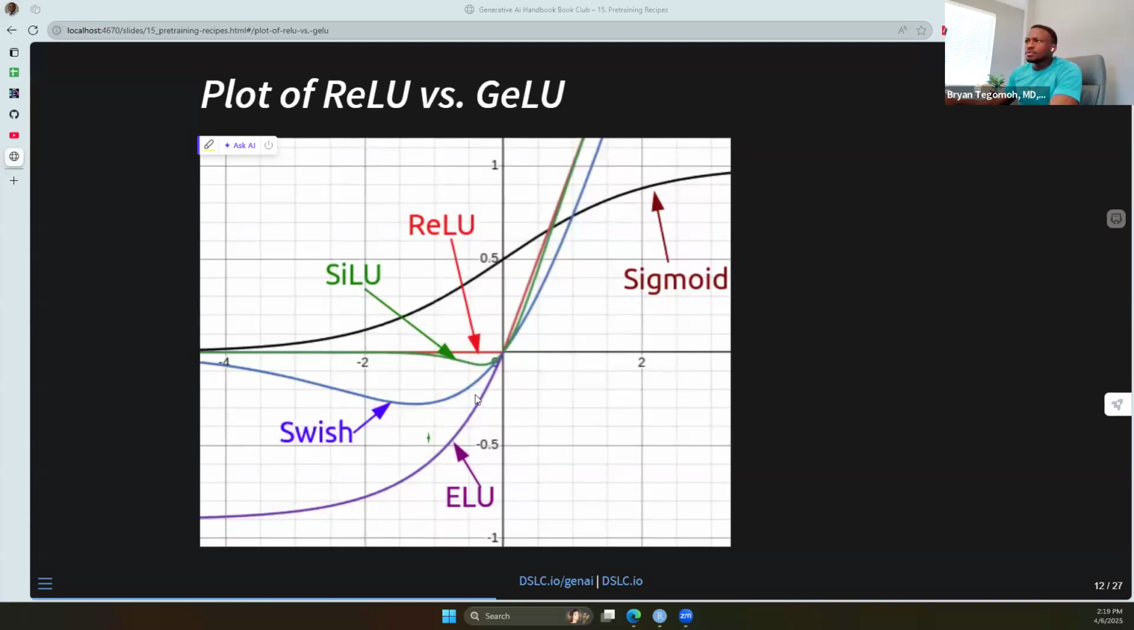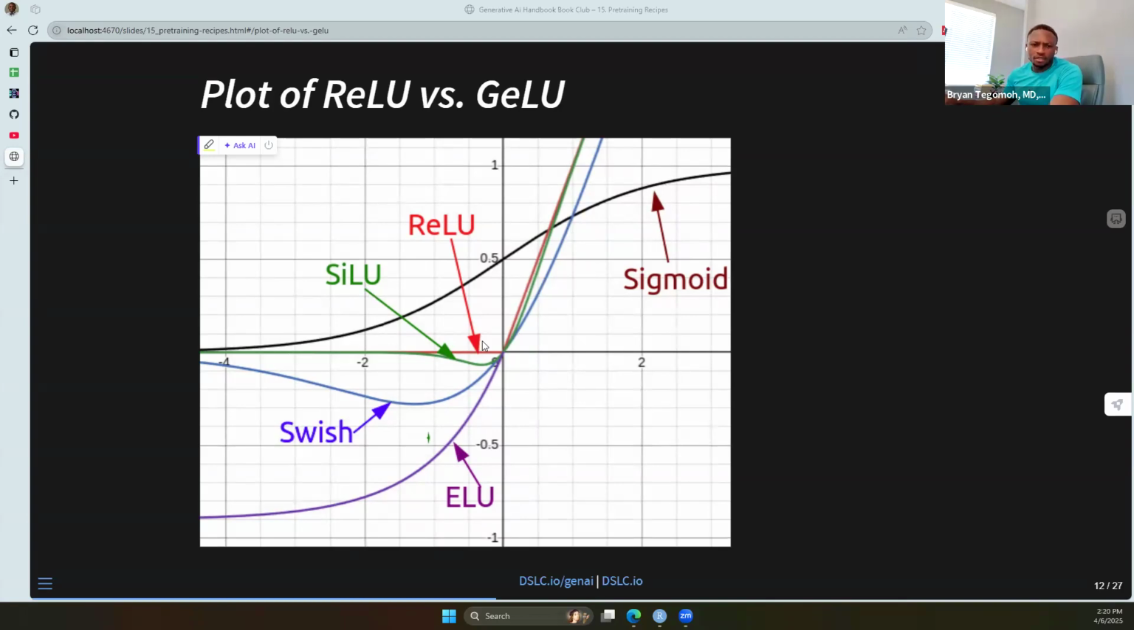Then we have the GELU, which is the purple line that you can see here that becomes slightly negative and smooth for negative input, but rises sharply for the positive ones. Then we have the sigmoid curve, which looks like an S, as you can see, that outputs between 0 and 1, and is often used for binary operations.